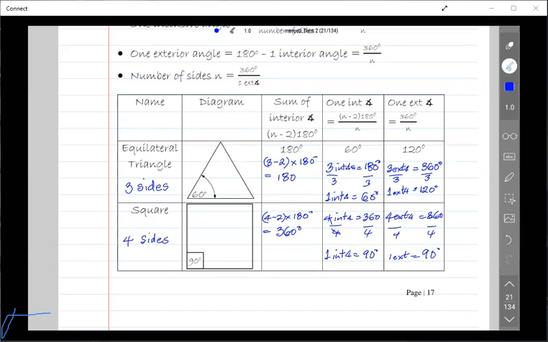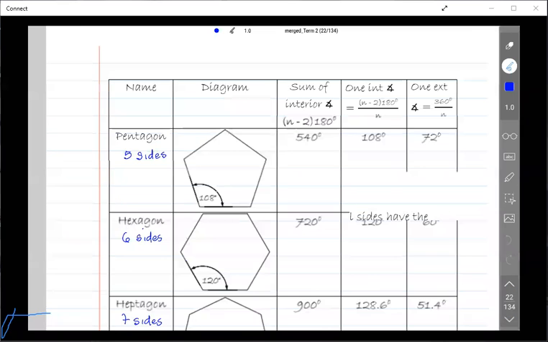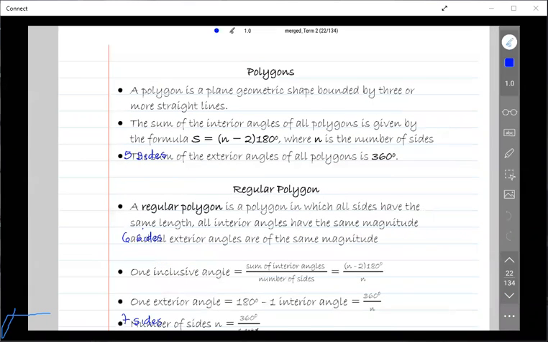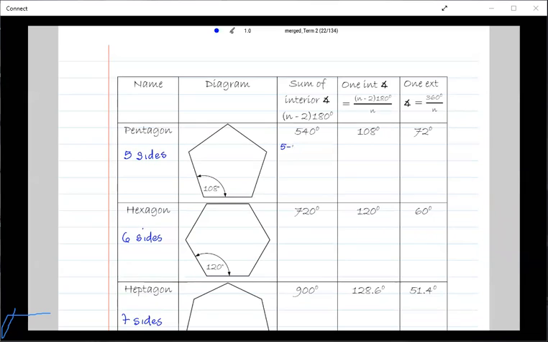All right, let's move down. All right, over here, the table has been completed. So what we can do is verify that the information is correct. The pentagon has 5 sides. So this is going to be 5 minus 2 times 180 degrees. This is 3 times 180 degrees, which is equal to 540 degrees.